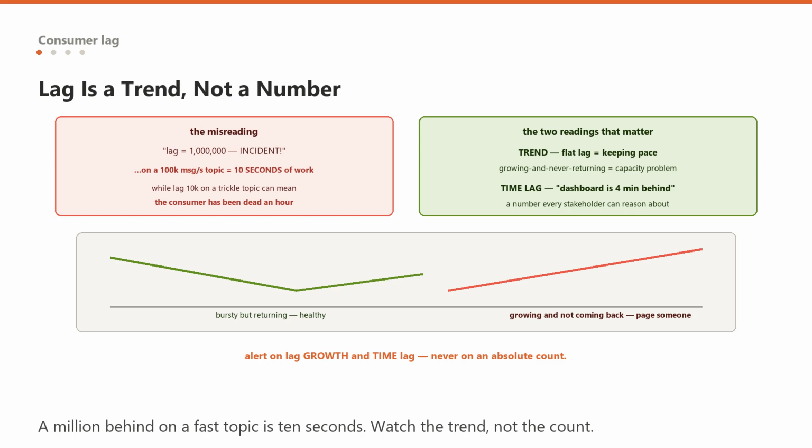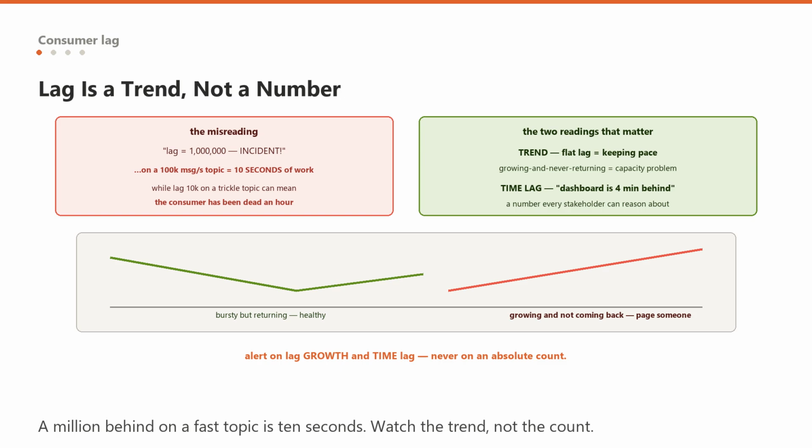But 1 million messages of lag on a topic doing 100,000 messages a second is 10 seconds of work. The consumers will chew through it before the dashboard refreshes. Meanwhile, lag of 10,000 on a trickle topic might mean the consumer has been dead for an hour. The absolute number means almost nothing. Two readings mean everything. First, the trend. Is lag flat or growing?